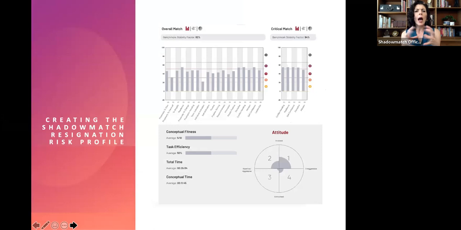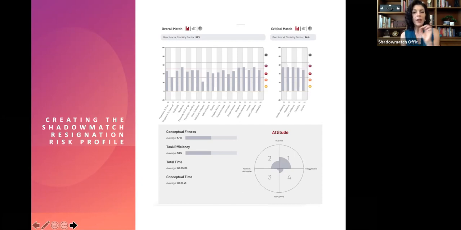Now, how do we create the Shadowmatch resignation risk profile? Ladies and gentlemen, what you see on screen currently must be very familiar to all of you. It looks exactly like a Shadowmatch top performer benchmark. This, in actual fact, is not a top performer benchmark. This is one of the resignation risk profiles that I've just made a screenshot from the system and populated in the presentation. So you can see that it looks exactly the same in terms of look and feel, and the overall match, the critical match, the conceptual, the attitude, as what you would see in a top performer benchmark.